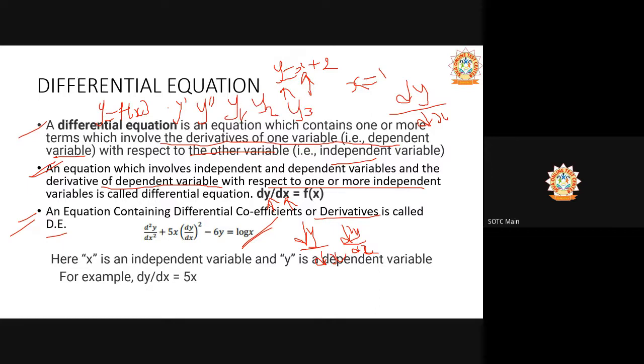So wherever these derivatives or differential coefficients are there in the equation, that equation is called a differential equation, right? Now see this: dy by dx is equal to 5x is an example of a differential equation. Here x is the independent variable and y is the dependent variable, we already know, right?